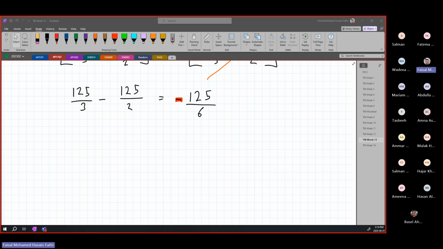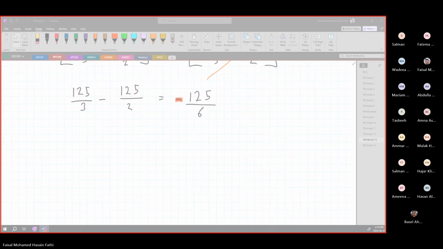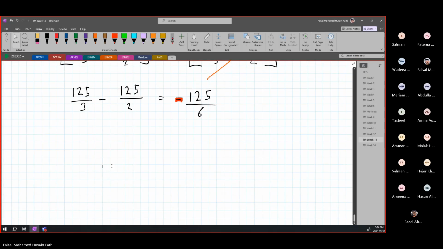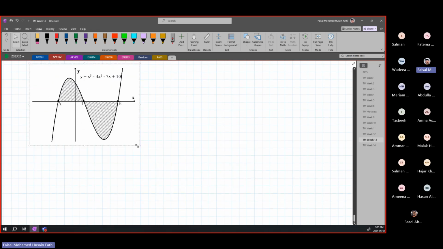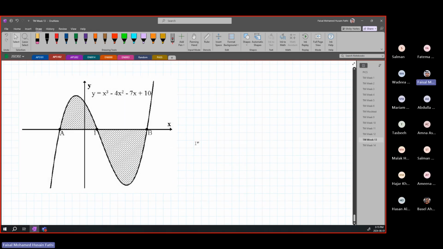All right, let's do this one. Okay, this one's a good one. So they gave you this graph over here, right? And if you notice, this isn't a quadratic anymore. This is a cubic. We have y equals x cubed minus 4x squared minus 7x plus 10.